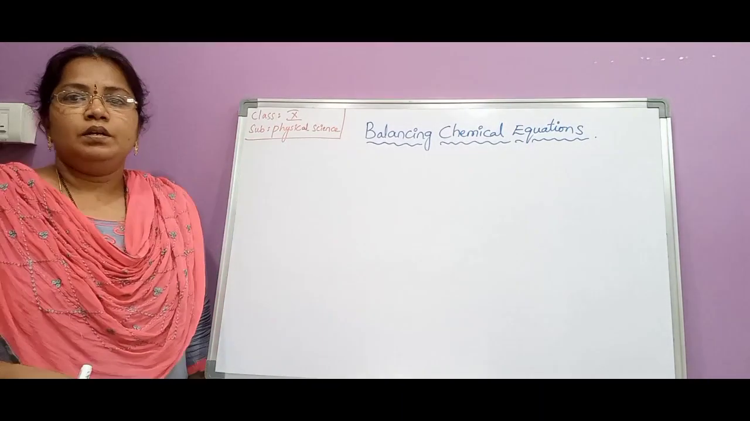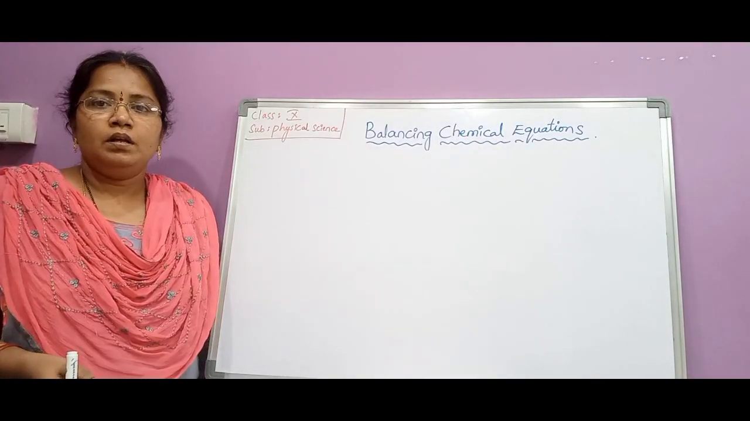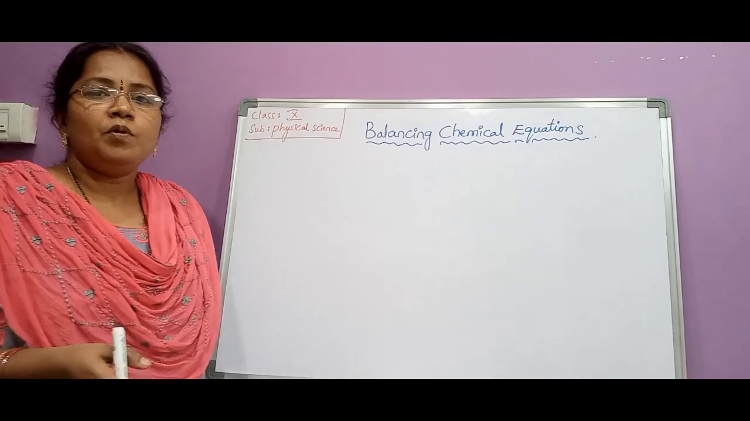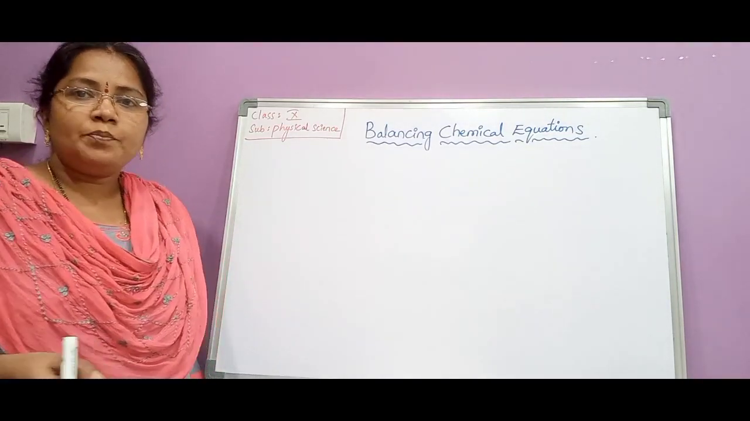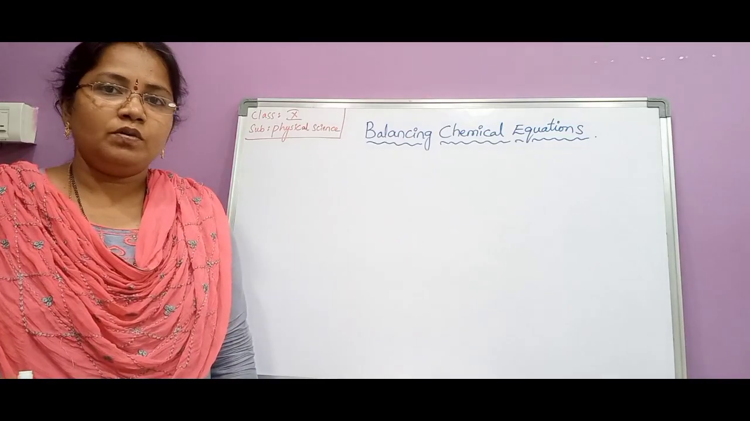Very good morning, children. In today's class, we will see one more chemical equation, step by step how to balance that equation. That reaction is between ammonia gas and chlorine gas. So what are the products formed when ammonia gas reacts with the chlorine gas? We will get nitrogen gas and ammonium chloride.